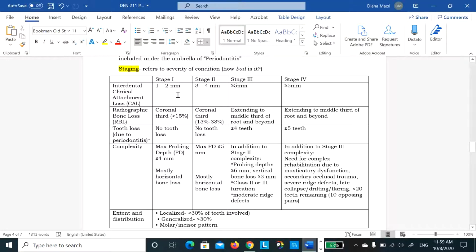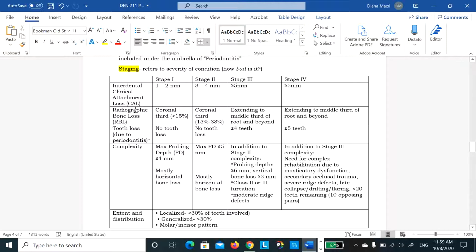This is not referring to periodontal pockets. It's not telling you how deep the pockets are, although that will come into play in a little bit. It's asking you how much interdental clinical attachment loss there is. In stage 1, it's 1 to 2 millimeters. In stage 2, it's 3 to 4. And in stage 3 and 4, it's more than or equal to 5 millimeters.